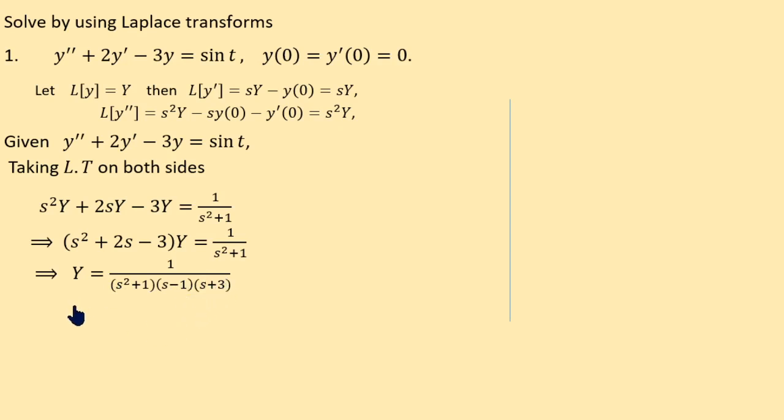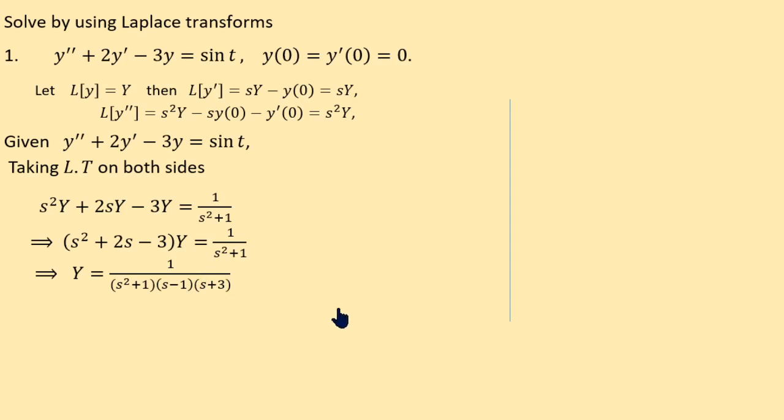Now, before finding the inverse Laplace transform of this capital Y, first you do the partial fraction. s square plus 1 is an irreducible quadratic factor, therefore assume that it is as plus b by s square plus 1 plus c by s minus 1 plus d by s plus 3.